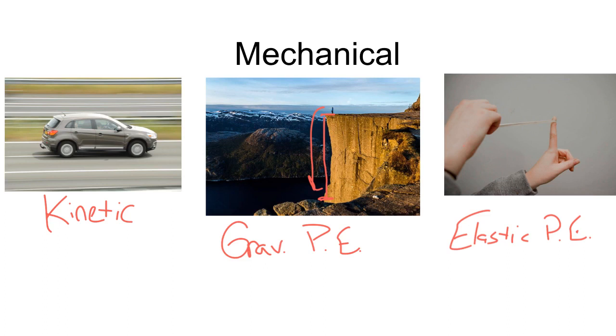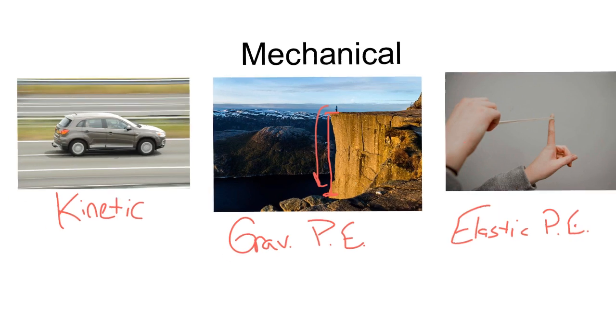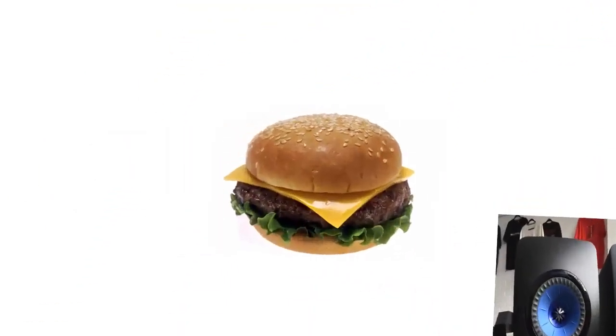And so these three all make up the mechanical energy, and we add them together to get the total mechanical energy. So if something is moving while it's on top of a cliff, those two types of energy, kinetic and gravitational potential energy, add together to give it its mechanical energy. And so those are three different types of energy that we see quite a bit with mechanical. And we've got some other types here.